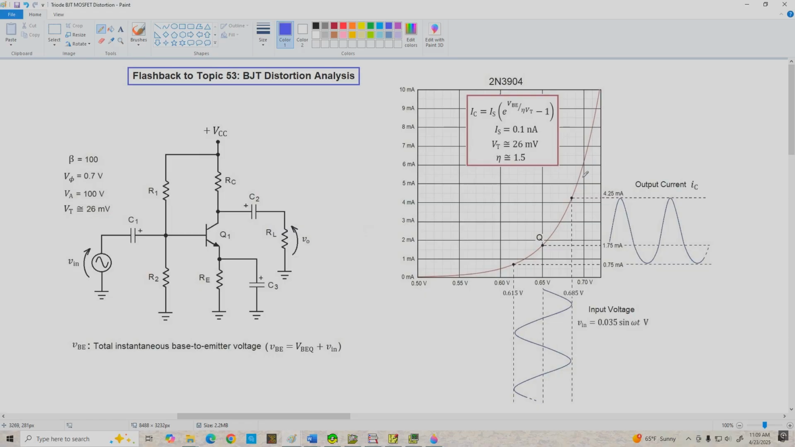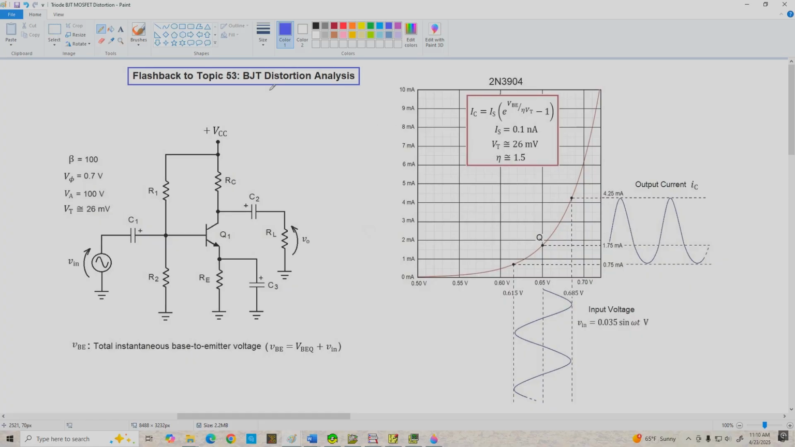and so what we've got here is a graph of the transconductance curve for this transistor, and we've located the Q point at ICQ is 1.75 milliamps, VBEQ is 0.65 volts, and we're applying a sine wave to the input that causes the Q point to move back and forth on the VBE axis by plus or minus 0.035 volts. And it gives us this resulting change in collector current, and the waveform associated with it is shown here, and of course we see there's a lot of nonlinearity going on here.